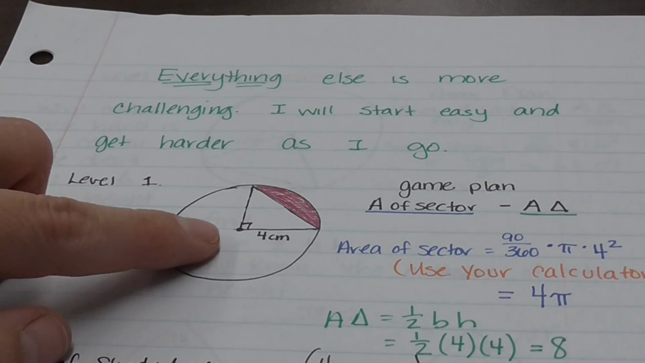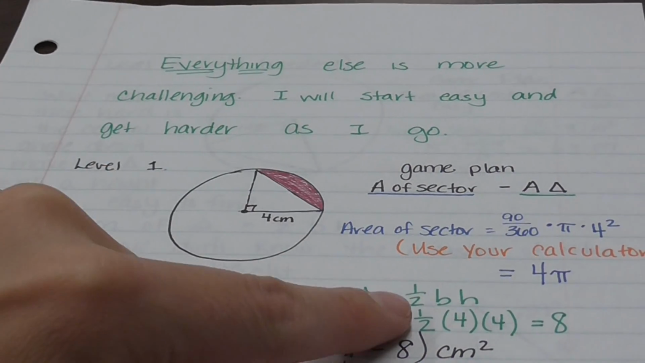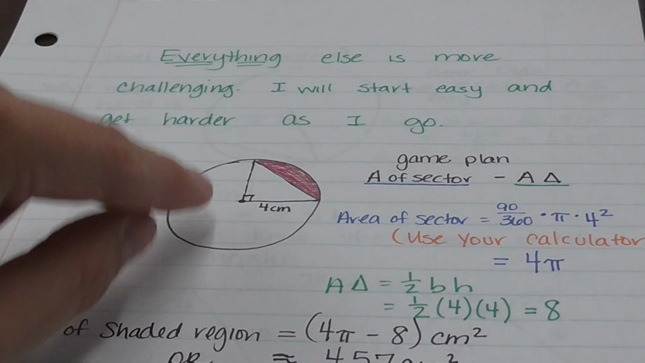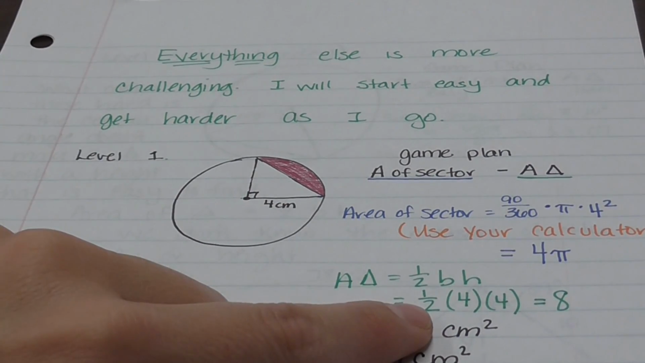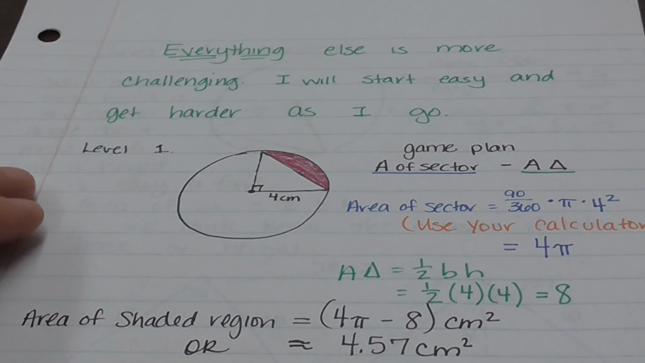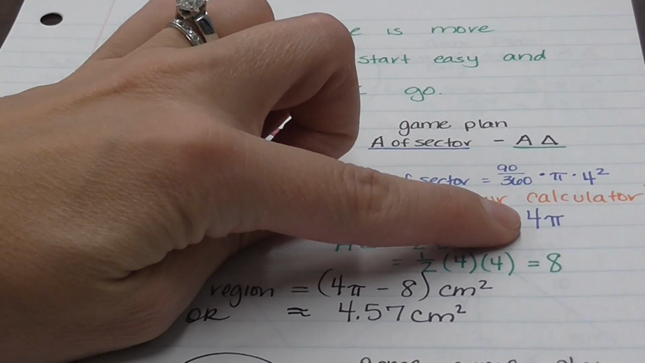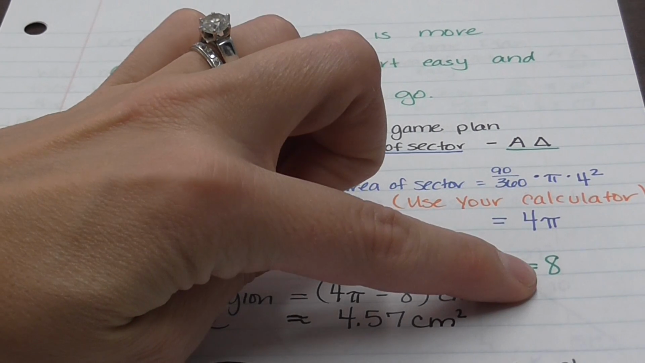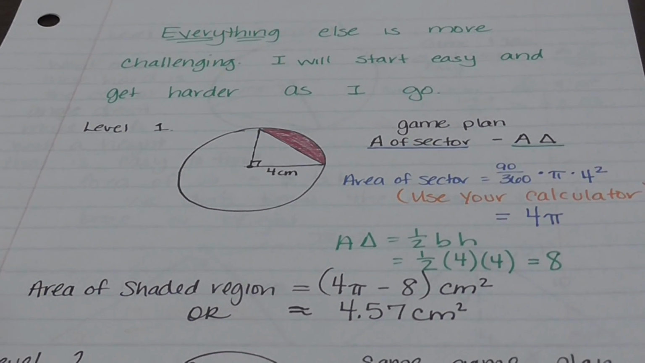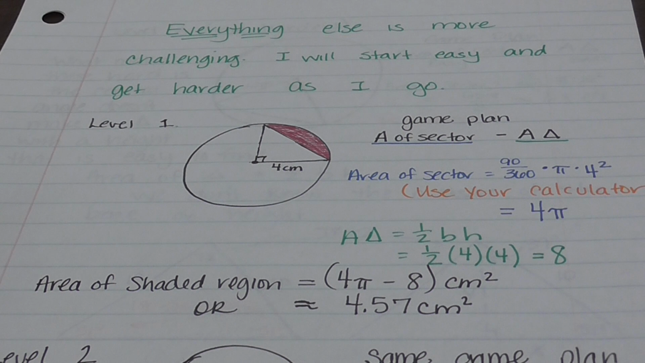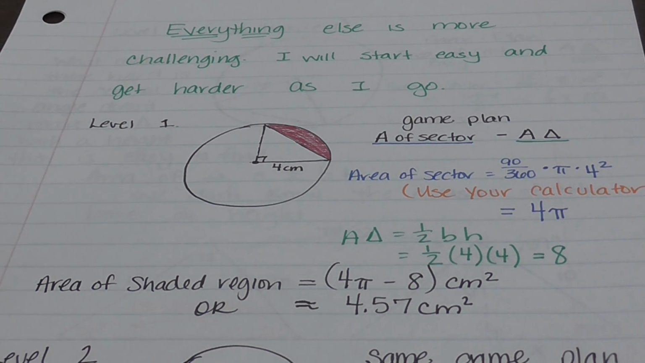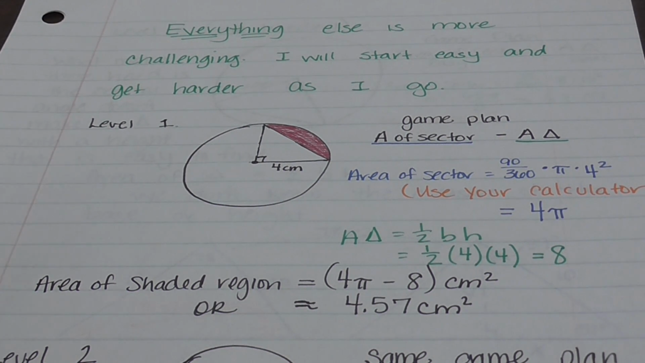Then I need to figure out the area of my triangle. That's 1/2 base times height. The base is 4, the height is 4, so 1/2 times 4 times 4 equals 8. So the area of the shaded region is the area of your sector minus the area of your triangle: 4 pi minus 8 square centimeters, or approximately 4.57 square centimeters. That's all there is to it. Real straightforward: area of the sector, subtract off the area of a triangle. The area of the triangle is not too hard to find.